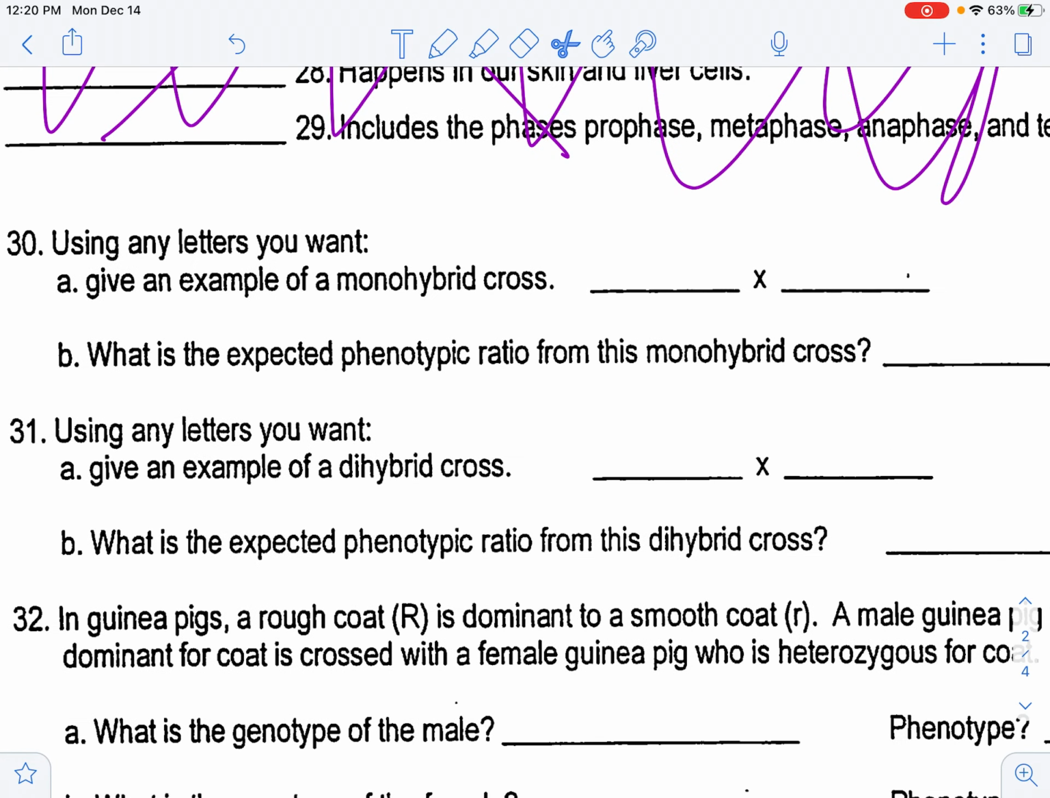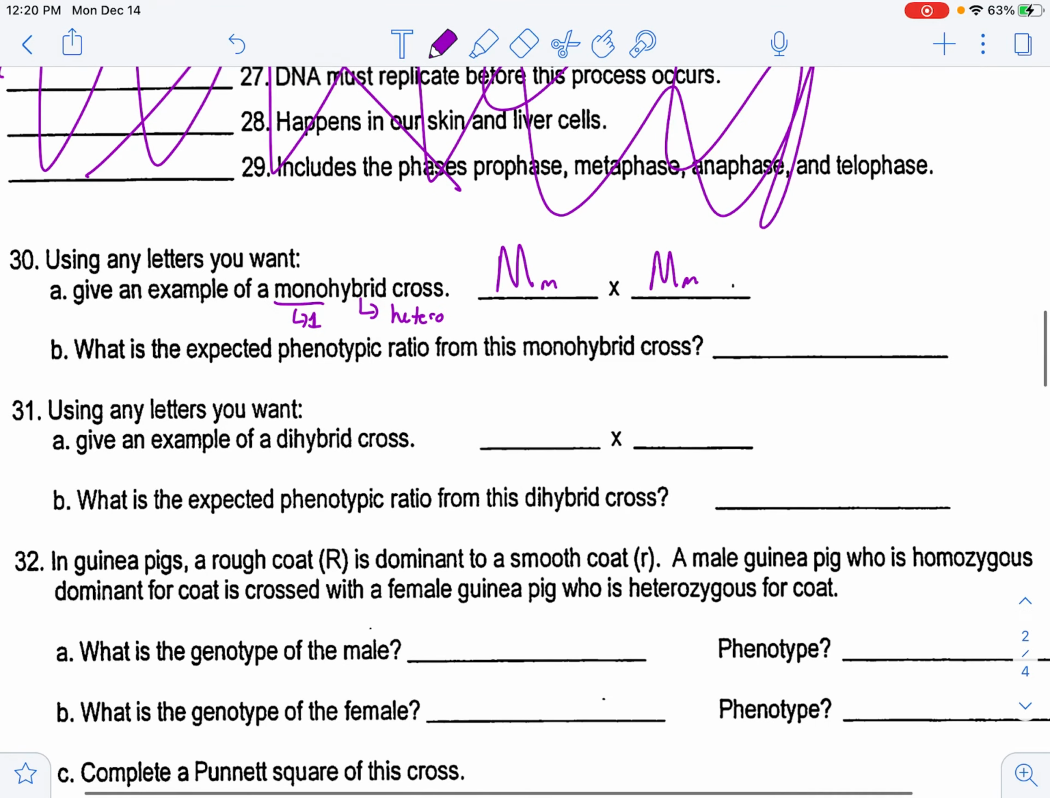Okay, so for 30 it says using any letters you want, give an example of a monohybrid cross. So mono refers to one. Hybrid means heterozygote. Okay, so I'm going to use capital M and little m. So a monohybrid cross means two heterozygotes crossing. And the expected phenotypic ratio from this monohybrid cross is going to be 3:1.